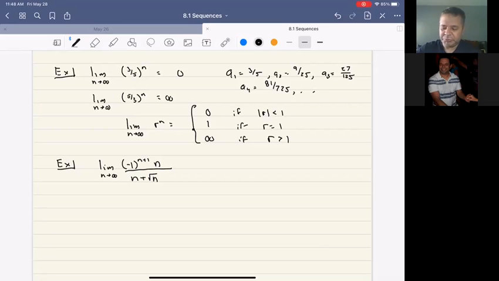a sub 1, that's n equals 1. We're going to get (-1) squared, which is +1, so we get 1 over 2. Let's write a sub 2 here. a sub 2, well, (-1) cubed is -1, so we get -2 over 2 plus the square root of 2.